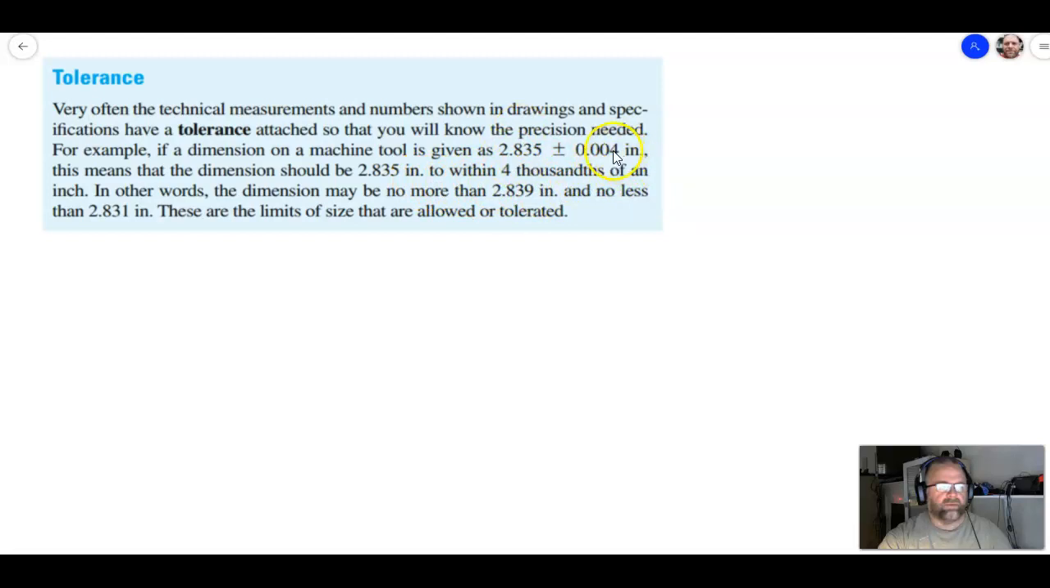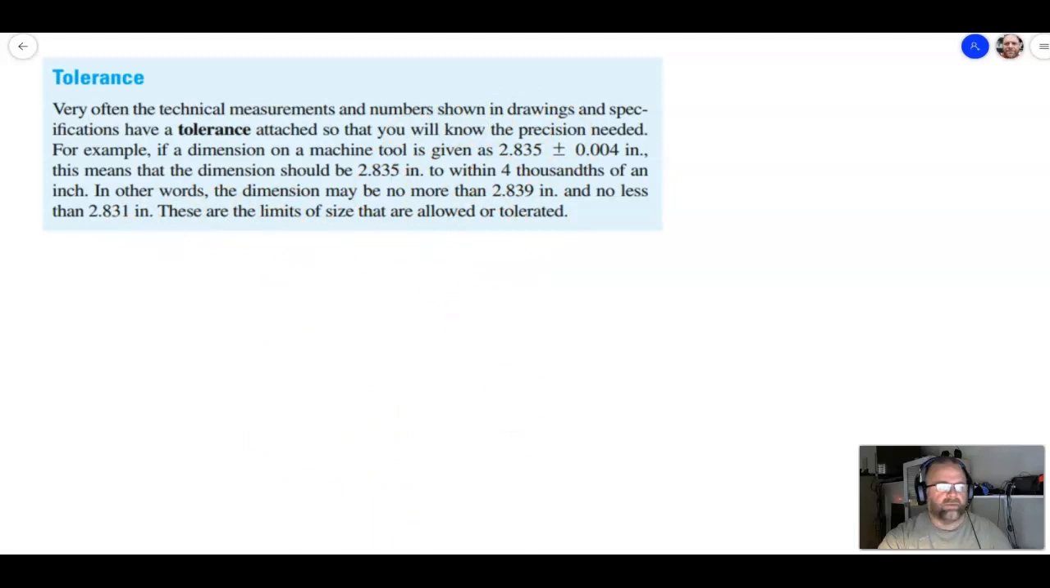Because remember, the rightmost significant digit of this 0.004 is going to be the 4, and that is in the thousandths place, right? Tenths, hundredths, thousandths, and that's where we get that from. In other words, the dimension may be no more than 2.839 inches and no less than 2.831 inches. These are the limits of size that are allowed or tolerated, right? And we're going to figure out how they found those two values, and it's really easy.